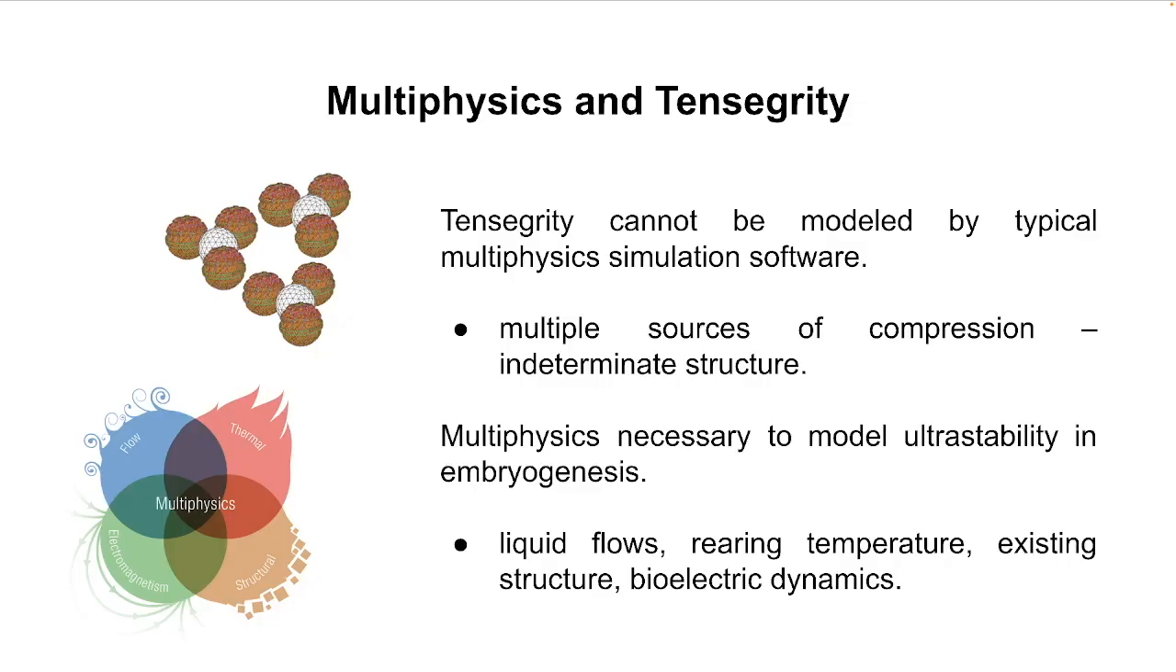And we want to say that these things, which are usually things you find in the built environment, and also sometimes in chemistry, like buckyballs are a good example of where you find this in chemistry. But we want to say that we find this in biological systems, and we want to be able to model biological systems with tensegrity. Now the problem is that we can't model tensegrity using a typical multiphysics simulation software.